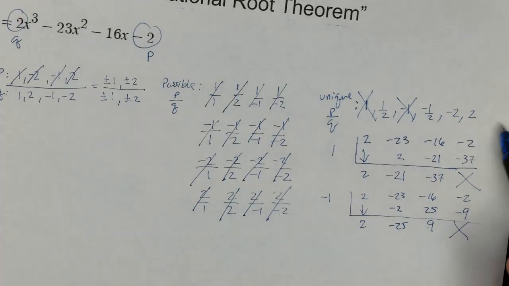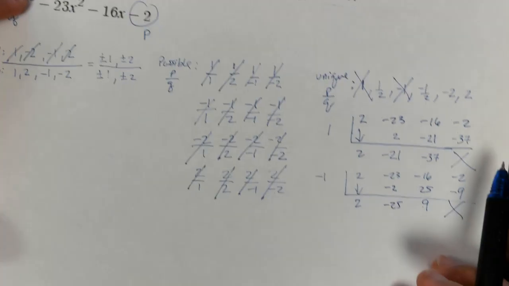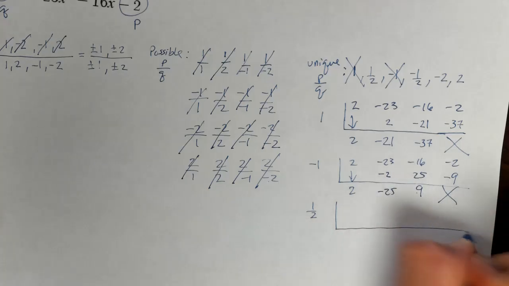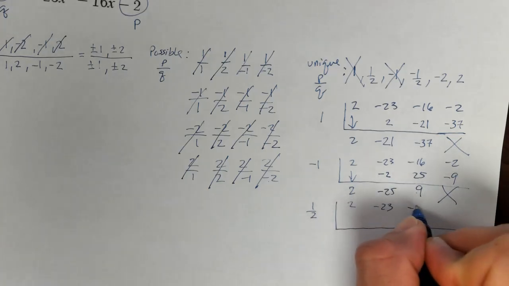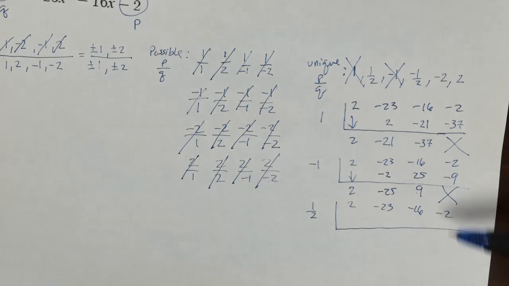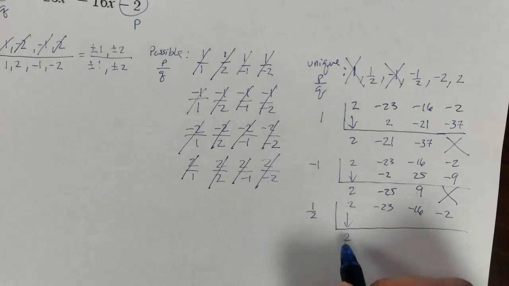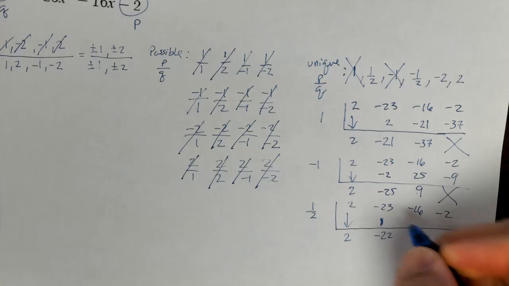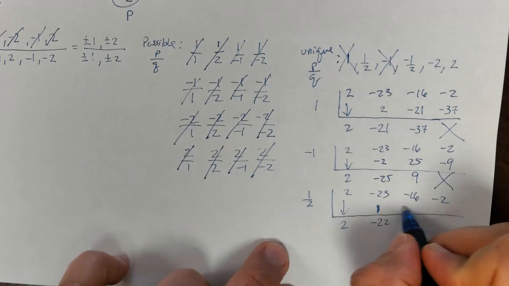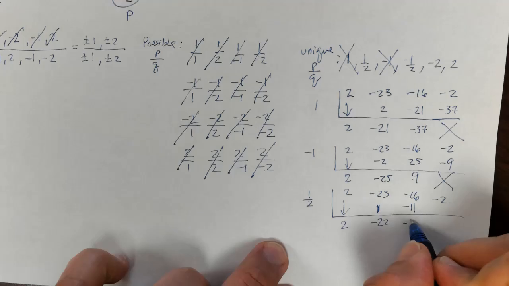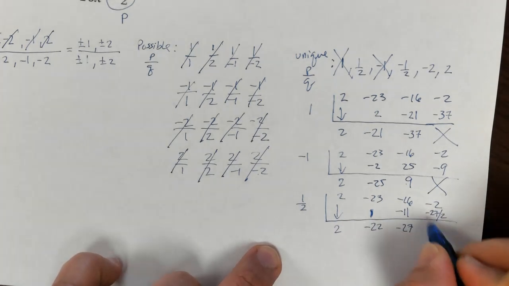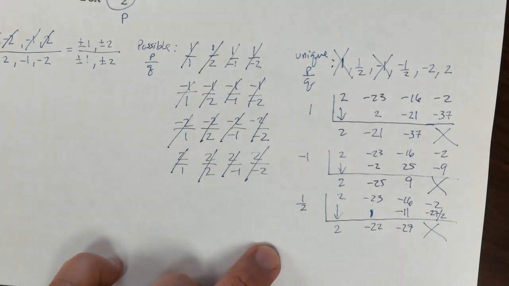You can try more numbers, or let's go back to try the fractions. Let's give it a whirl here. What would we get with a fraction of 1/2? 2, -23, -16, and -2. I'm going to keep repeating this process until I find a zero remainder at the end. Let's bring down the 2. What's 1/2 times 2? Half of 2 is just 1. And if I add these, I get -22. Well, what's half of -22? -11. When I add these, I get -27. Half of -27 is -27 halves. Is that going to add up to 0? No, that does not give me zero remainder.